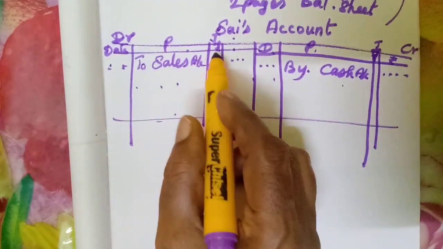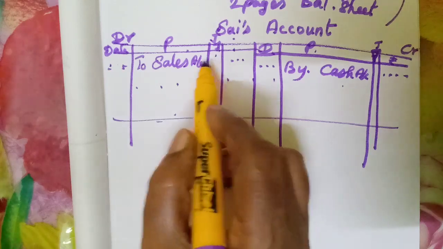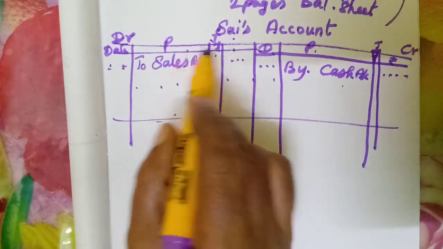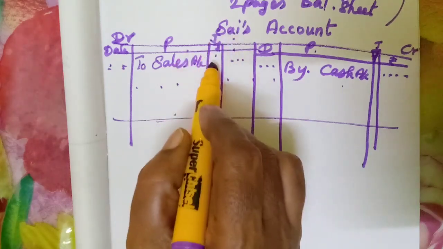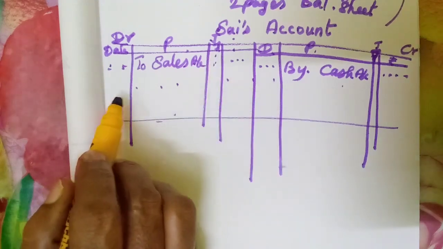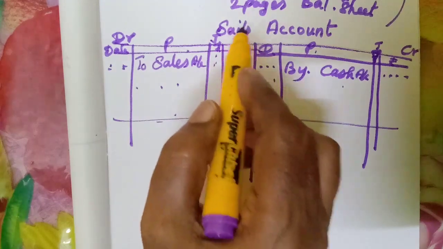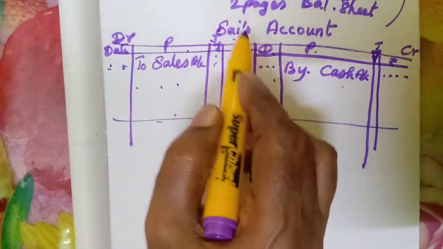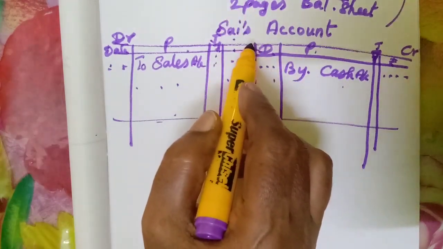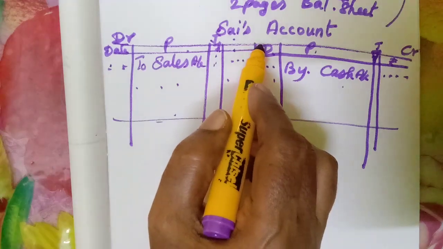I told you JF means journal folio: the journal entries page number will be written here. Then when we post this account, Sai's account, the page number of this ledger account will be entered there in the LF column.